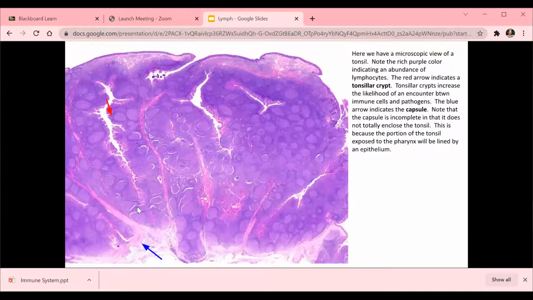Here is the microscopic view of the tonsil. I told you that it's partially encapsulated, so you can see the epithelium on one side and the capsule on the other side. This region is the region of the capsule. You can see tonsillar crypts, and in the tonsillar crypts, the pathogens are trapped. And around the crypt, you have many roundish structures which are lymphatic follicles.